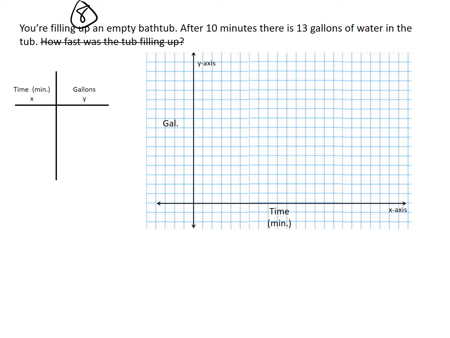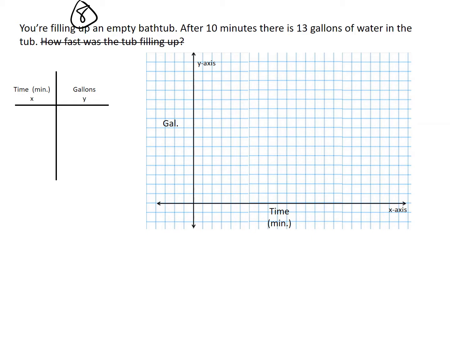In this video, we're going to work on problem number 8 from the rate of change worksheet. So you're filling up an empty bathtub. After 10 minutes, there's 10 gallons of water in the tub. Now, the original problem was asking you how fast was the tub filling up, but we're not answering that question this time. We're just using this problem to be able to set up a t-table and a graph and write an equation for this. We just want to describe the problem.